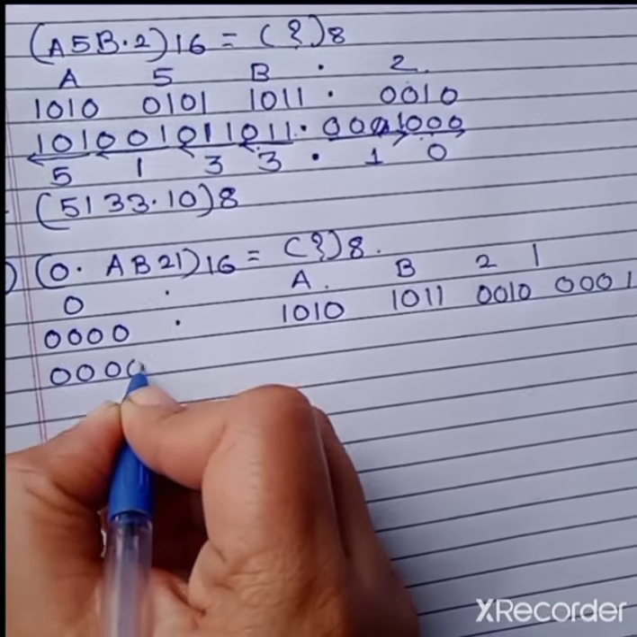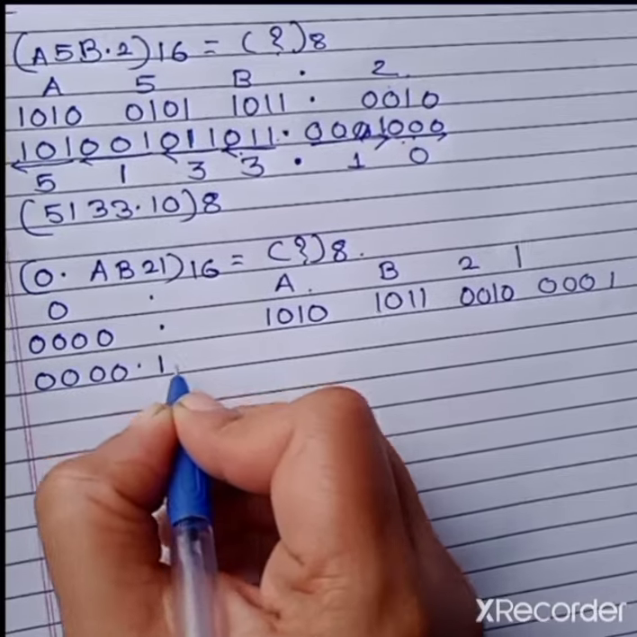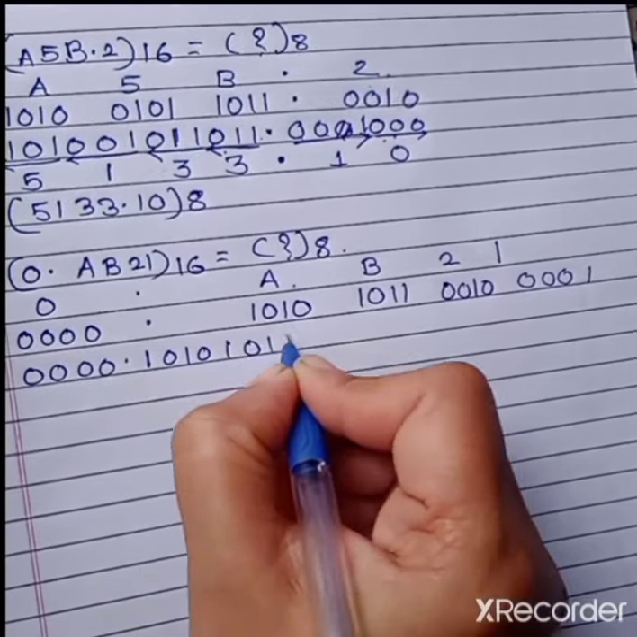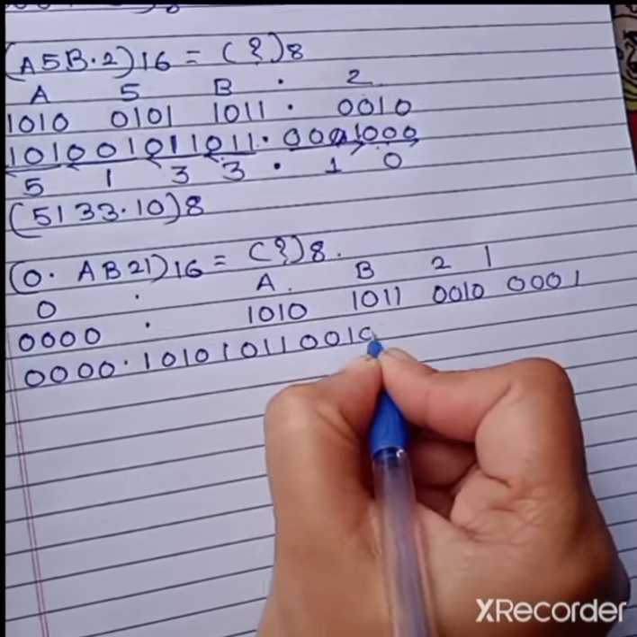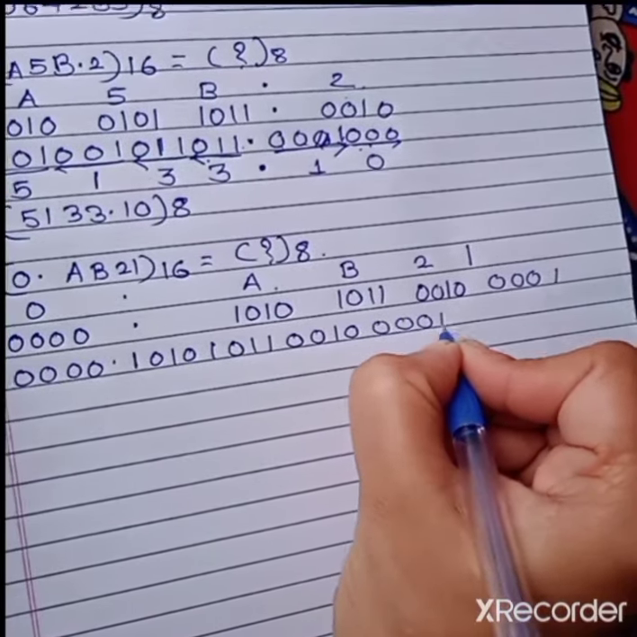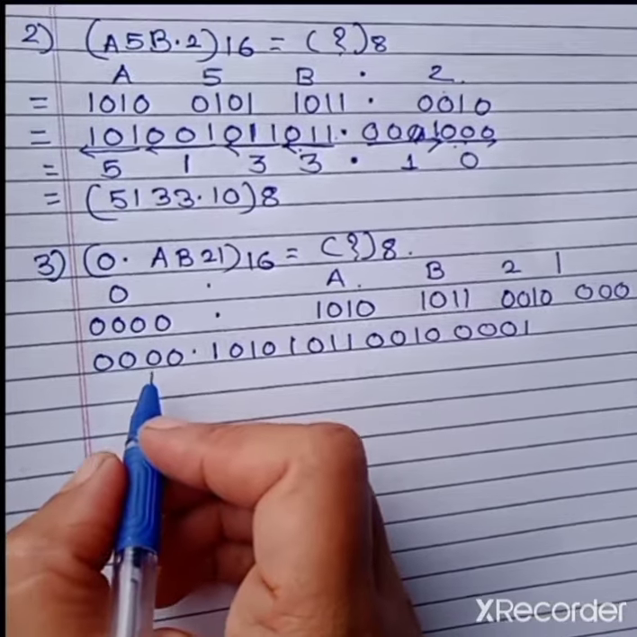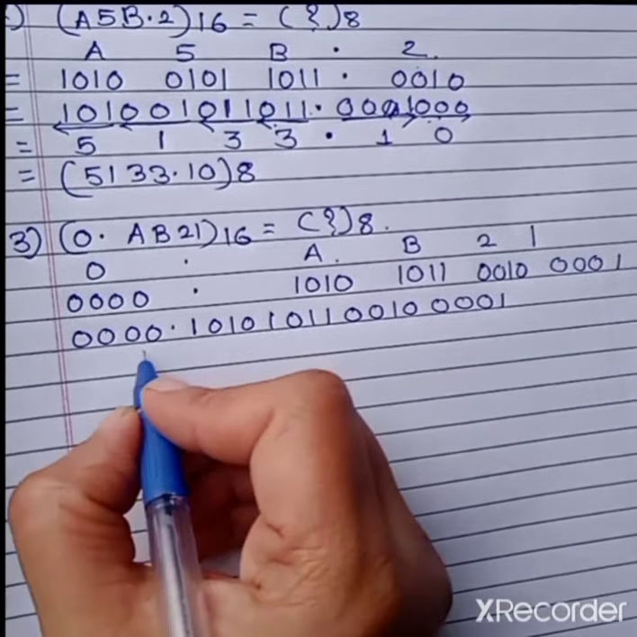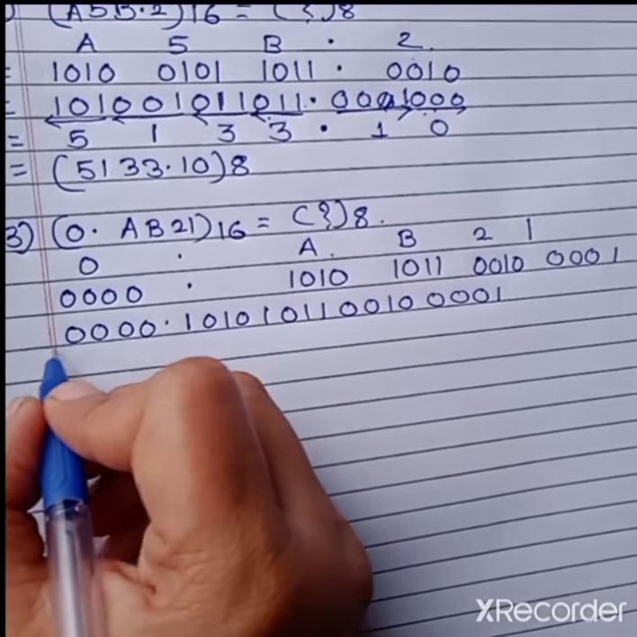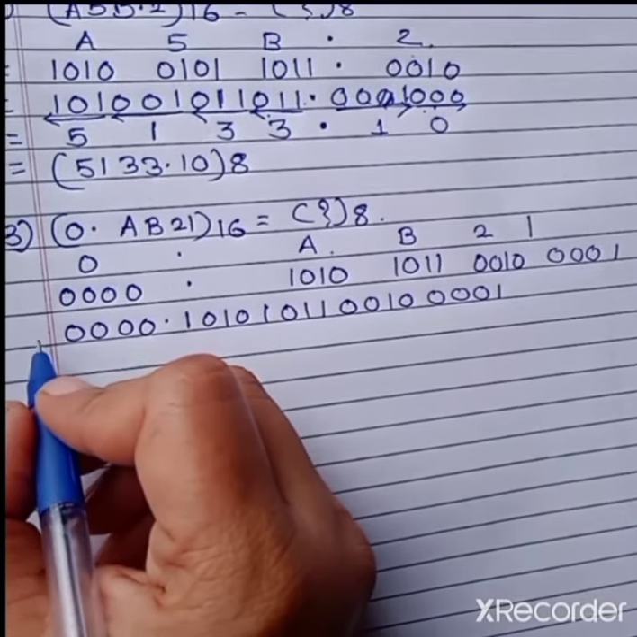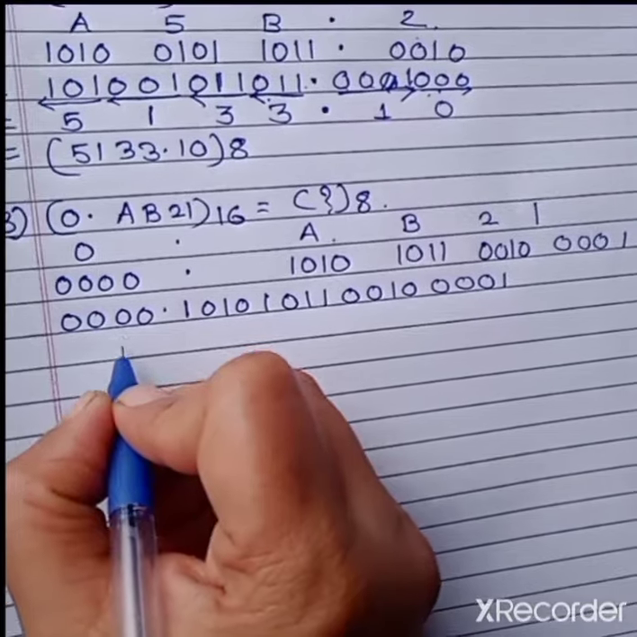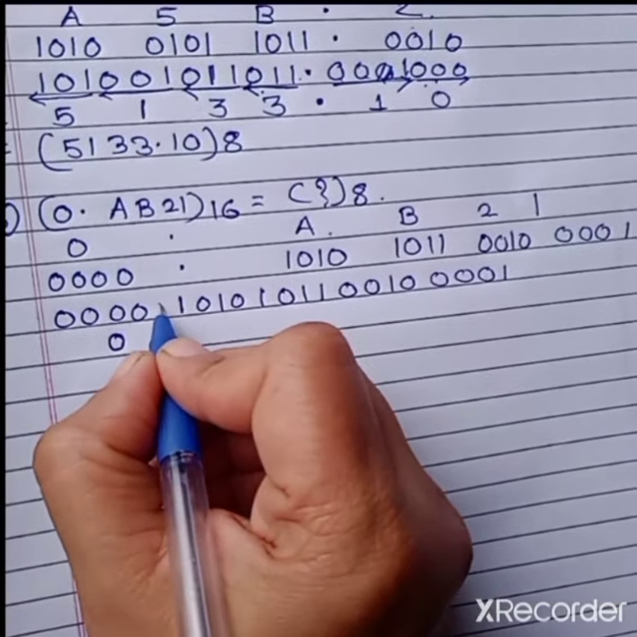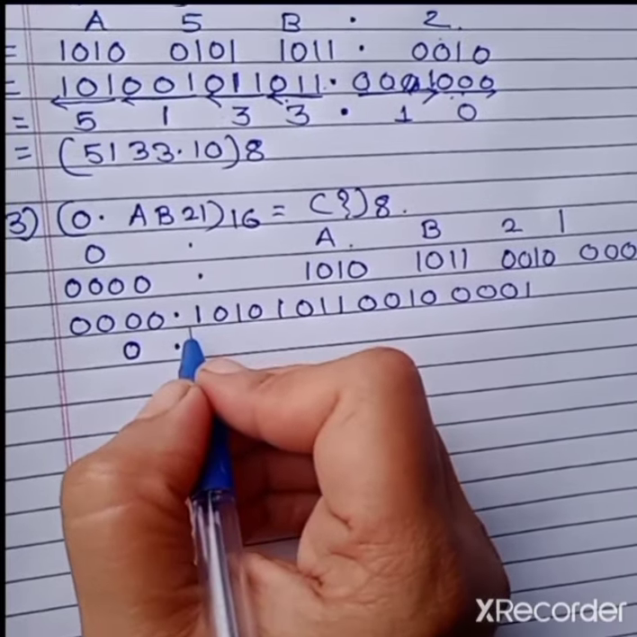Write it together: 1010, 1011, 0010, 0001. Now here no need to make grouping before the radix point, because only 0 will be left. If you make a group, you have to add zeros over here, so 0 will come automatically after conversion. So we'll make the grouping after the radix point.